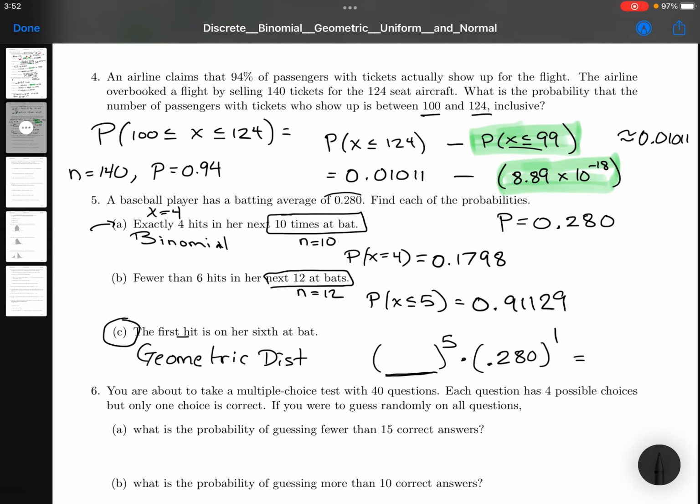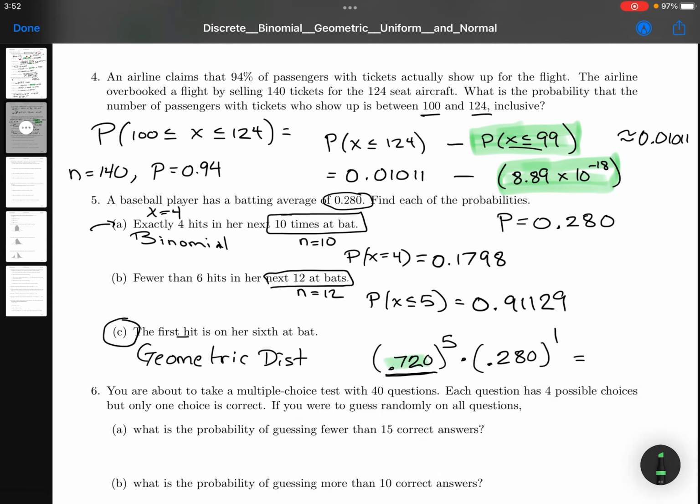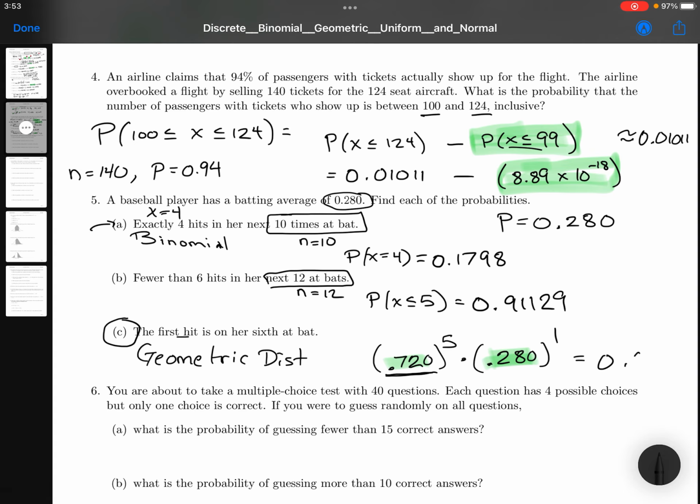Now, how do we find this rate? Well, it's the opposite. It's the complement of 0.280. So it's 0.720. These two are complements. They always add up to 1, right? So 0.72 to the 5th times 0.28. This is really close to 0.05417. So we'll say 42.